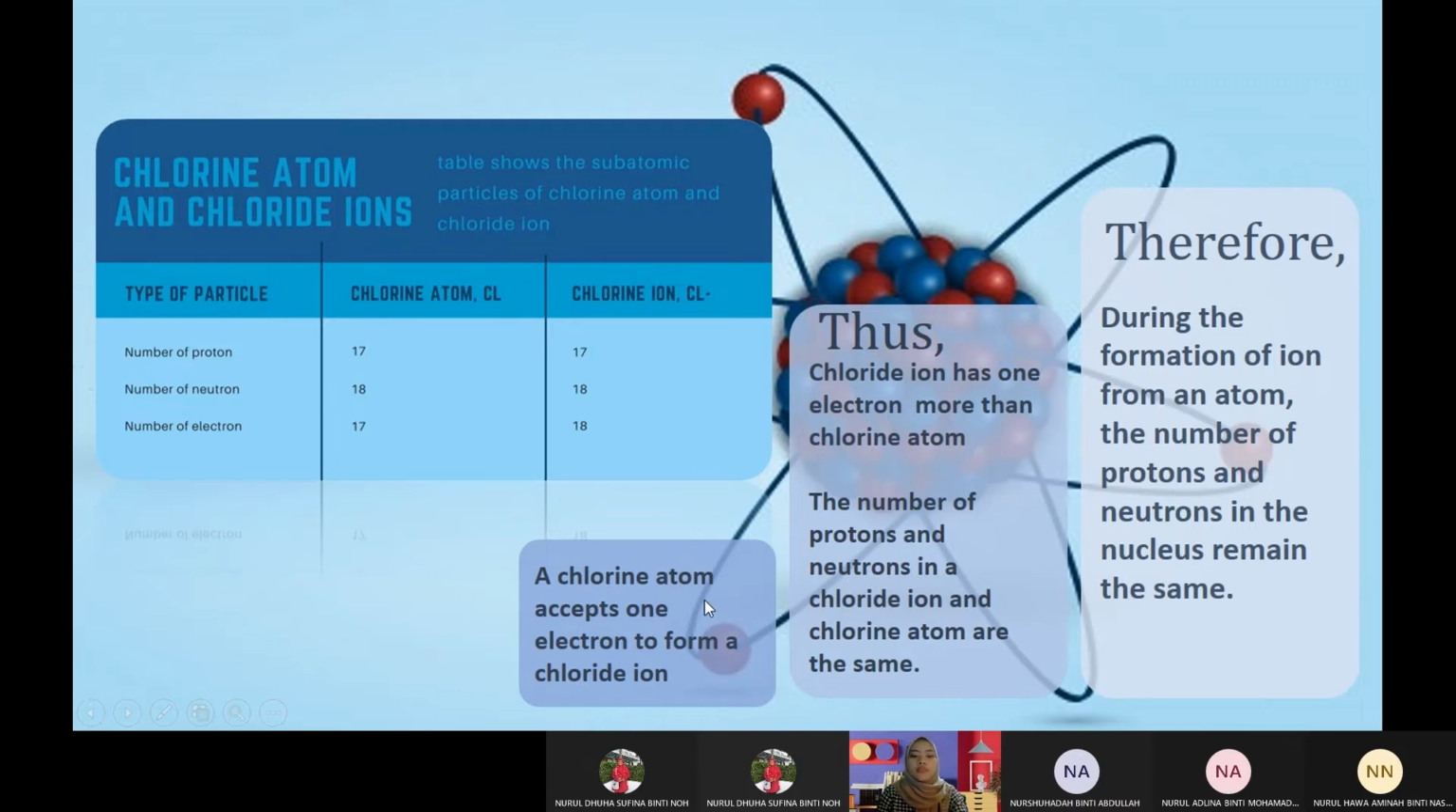Okay, a chlorine atom accepts one electron to form a chloride ion. So the chloride ion has one electron more than the chlorine atom. The number of protons and neutrons in the chloride ion and chlorine atom remain the same. Therefore, during the formation of an ion from an atom, the number of protons and the number of neutrons in the nucleus remain the same.